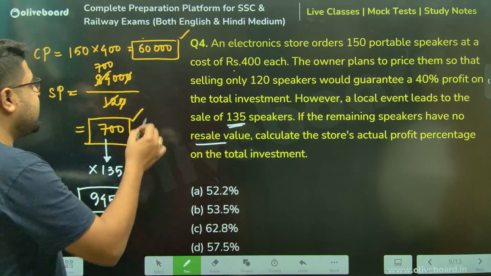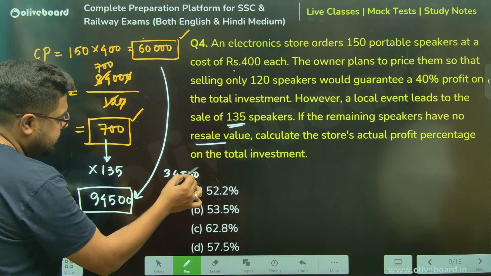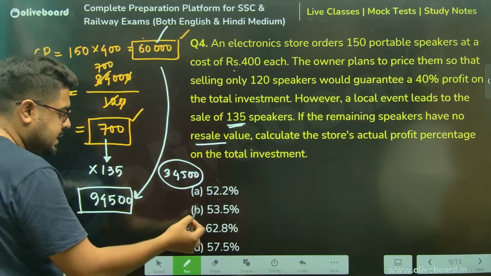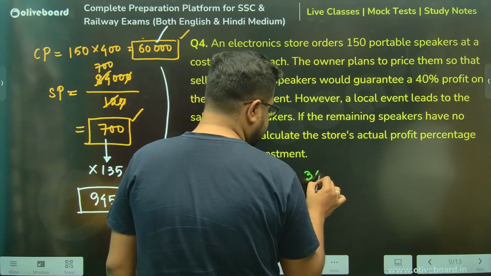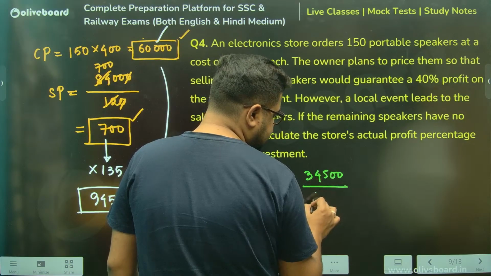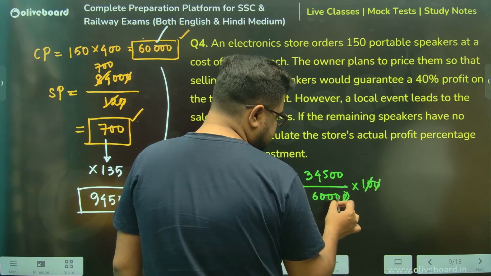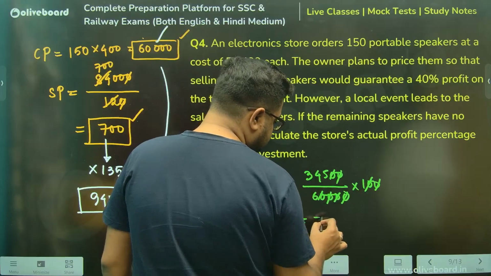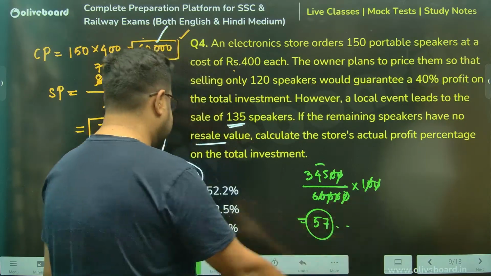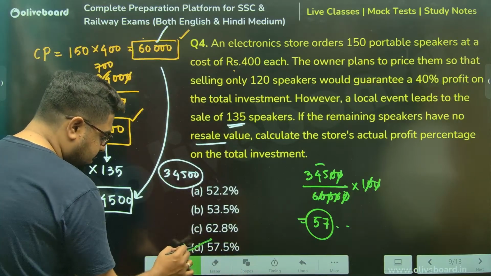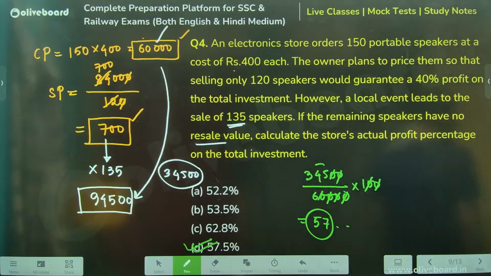So actual profit, sir, how much is the actual profit? So 34,500 rupees out of 60,000 rupees. Sir, can anyone tell me the profit percentage? So 34,500 by 60,000 CP into 100, sir. 5 6s are 30, 6 7s are 42, 57 point something. Option D is the correct answer. Option D is most definitely your correct answer.